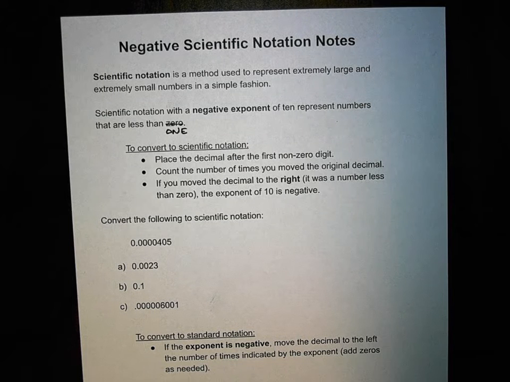So, a number greater than 1 uses positive exponents. A number less than 1, we get that 0.000025. That uses a negative exponent. We saw using the calculator yesterday, we'll still stick to it. So, to convert a number to scientific notation, place the decimal after the first non-zero digit.